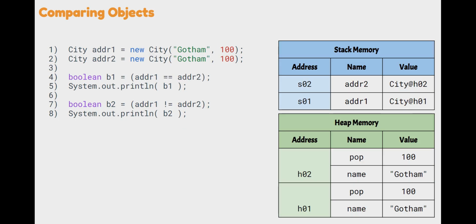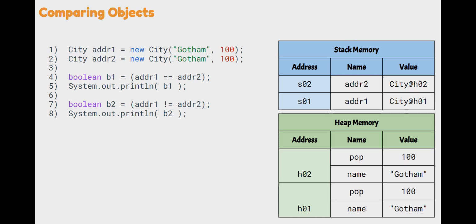We have our same two declarations on lines 1 and 2. We see the same stack memory and heap memory on the right side of the screen. On line 4, we are declaring a Boolean value named b1, and we are assigning it the evaluated value of the Boolean expression on the right, in which we are asking if address1 is equal to address2.